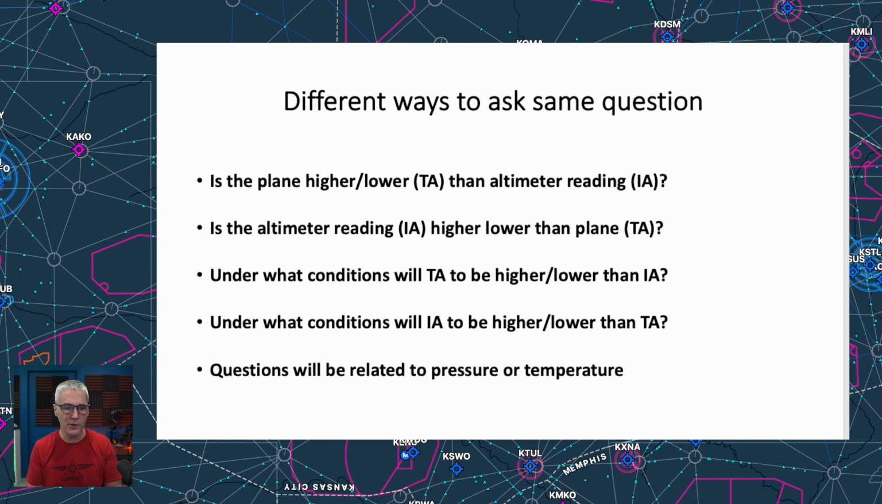Let's look at these next two. Under what conditions will true altitude be higher or lower than indicated altitude? Under what conditions will indicated altitude be higher or lower than true altitude? What they're going to do here is tell you which is higher, true or indicated, but then ask you to describe the conditions that would cause that, which is different from the first two questions, where they give you the conditions and have you determine what the relation between true and indicated altitude is.